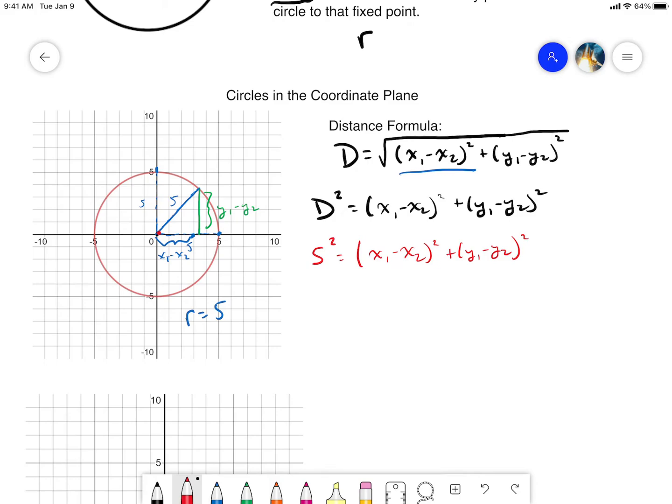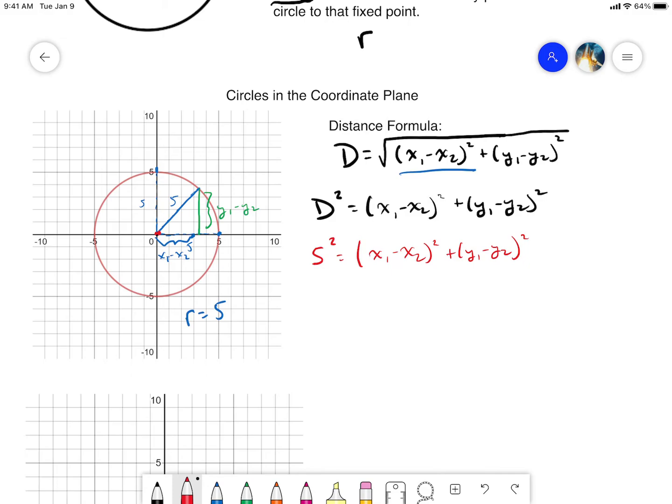Now, we can come up with a couple of different points that are actually on this circle, right? But let's just say we don't know any of the points. We want to be able to find what one of those points are. The only point that we know for sure is where the center of this thing is, and that's 0, 0.